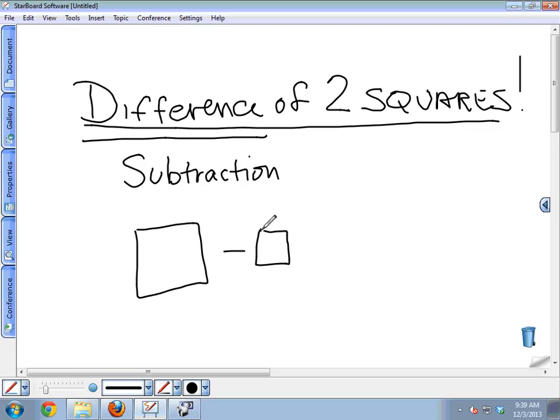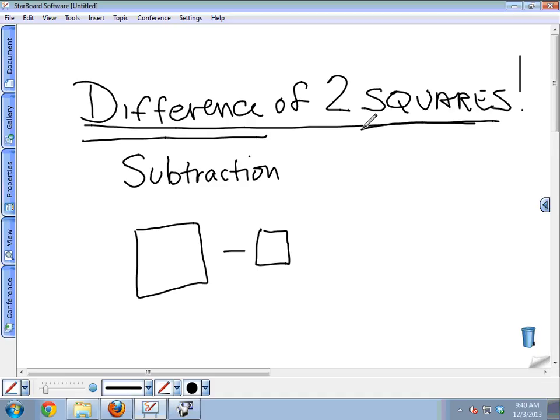No, I'm not. Makes sense to me. Makes sense to you, doesn't it? That's exactly what, when you think about it, that's really what we're going to do. If you want to think of it graphically like that, we're going to take two squares and we're going to subtract them.